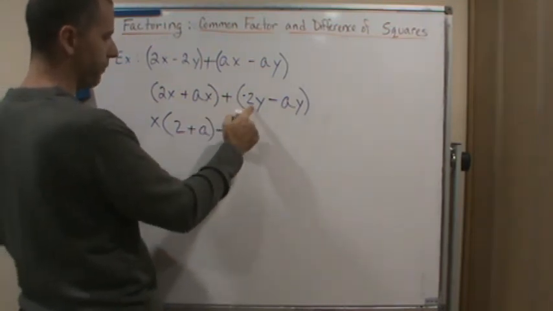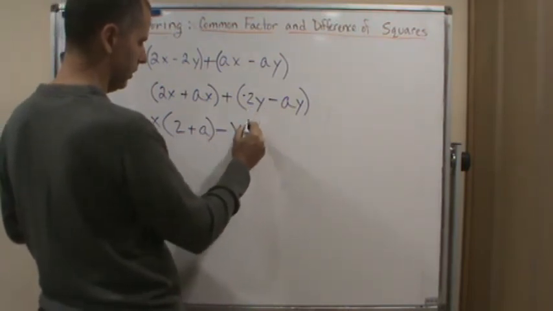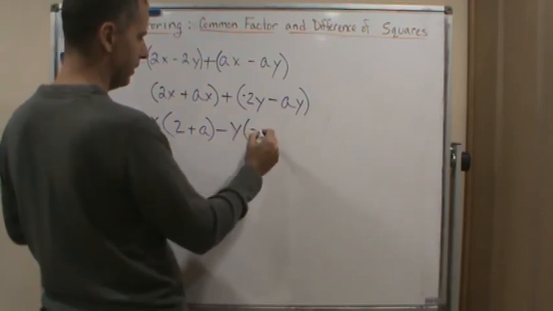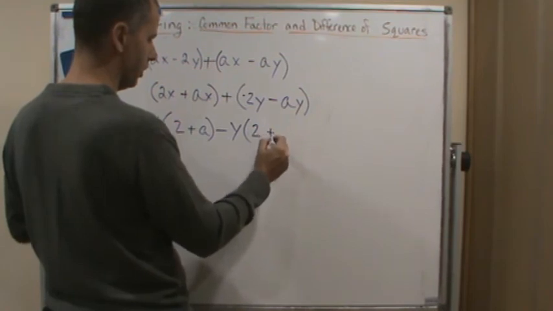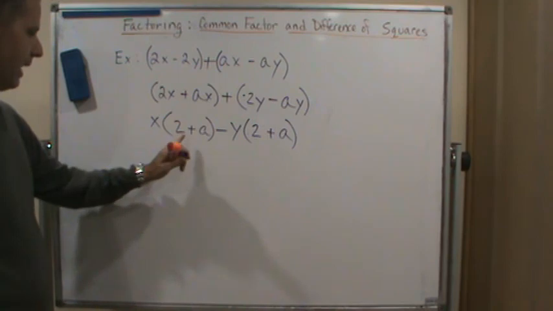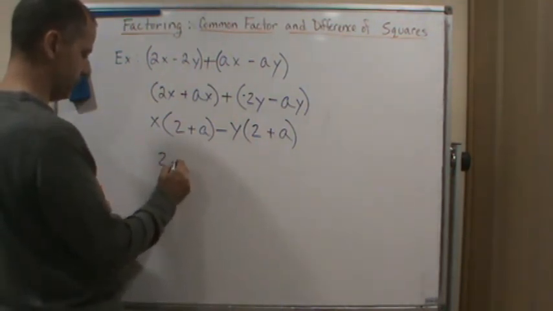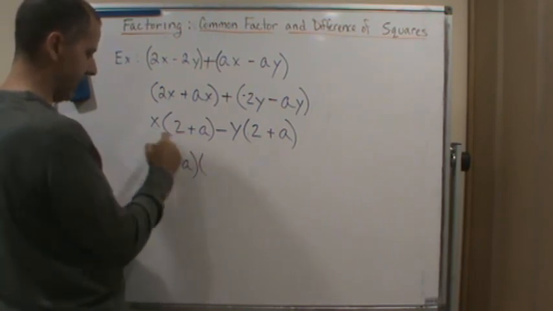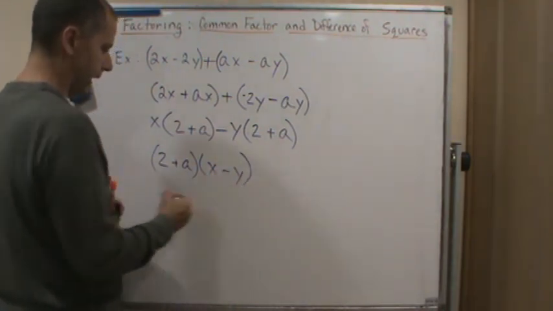Now here I'm going to factor out a negative y, and what's left behind is 2 plus a. And notice that now I have another common factor, and I factor this out, and I get 2 plus a times whatever's left behind, which is x minus y. And I get the same answer.